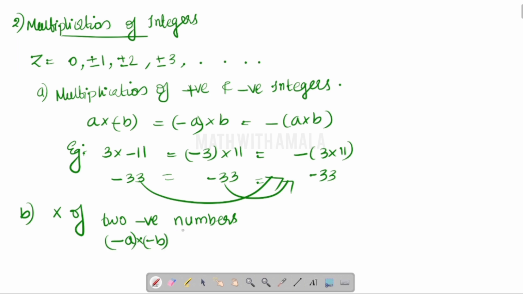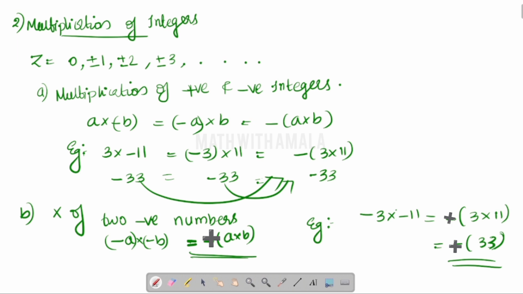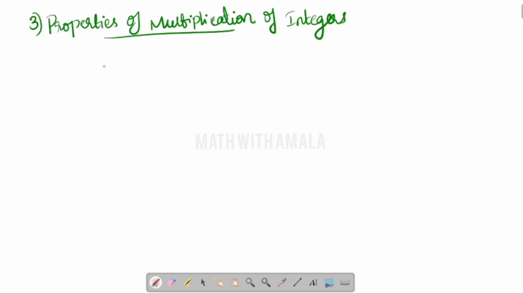Both are negative, minus A and minus B, which is equal to positive A into B. An example is given there. Next part is properties of multiplication of integers.